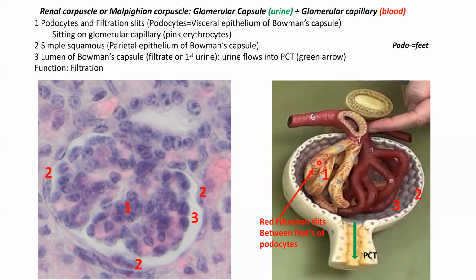Why is it red? Because you can see through into the blood. Yes, there are podocytes on the right side too, but they left it out. Number 2, simple squamous epithelium of the parietal layer of the Bowman's capsule or glomerular capsule. And between the visceral layer and the parietal layer, here we go again, the lumen of the Bowman's capsule or glomerular capsule. Where does the urine go from here? Into the proximal convoluted tubule. You can see it on the model, but you cannot see it on the histology image right now.